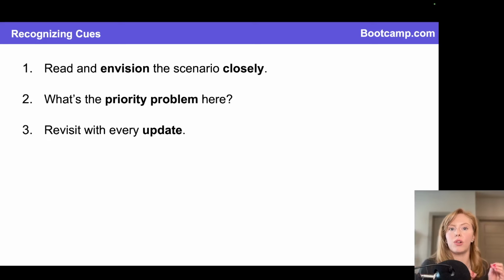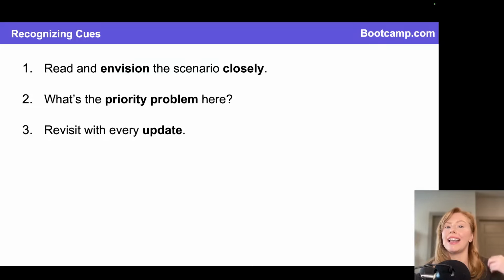envisioning this scenario closely. Try and keep this mental picture in your mind of what's going on with the patient, and always have in mind what you think your priority problem or priority problems are. So don't lose sight of that. Try and keep that in mind as you progress through the case.